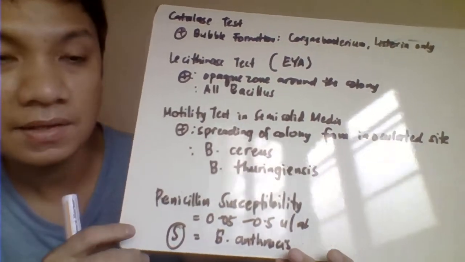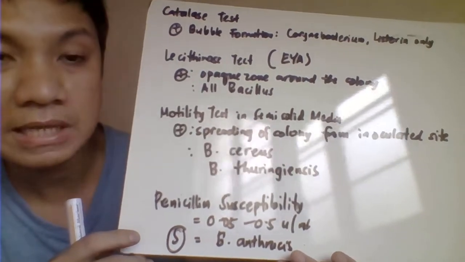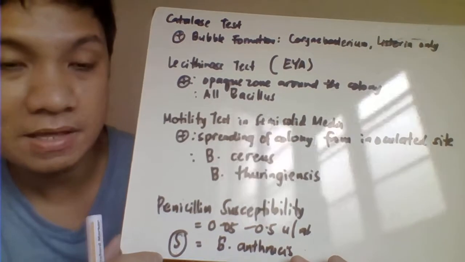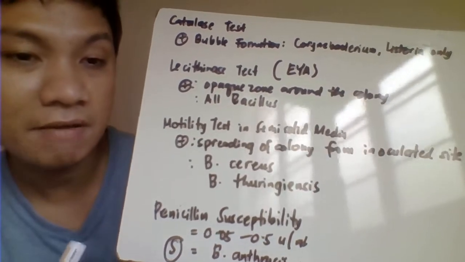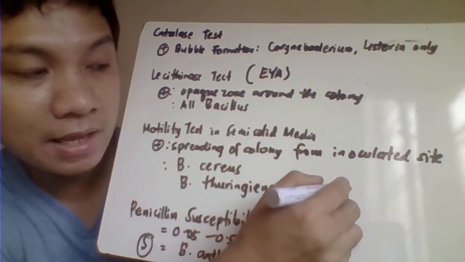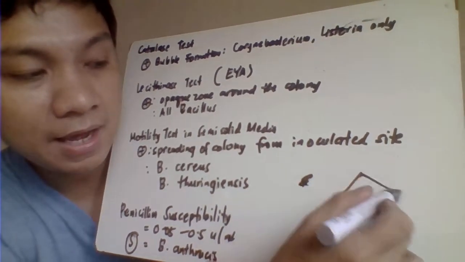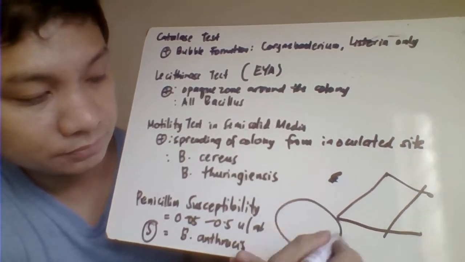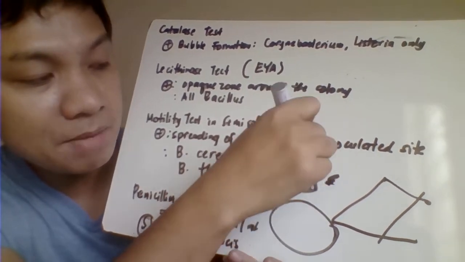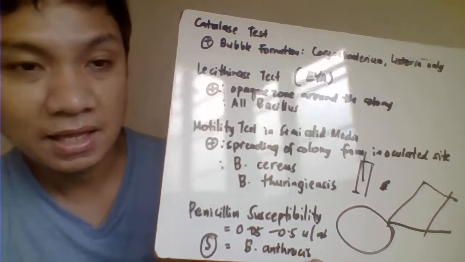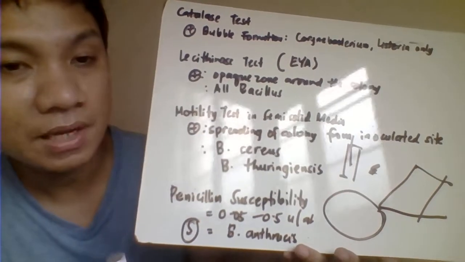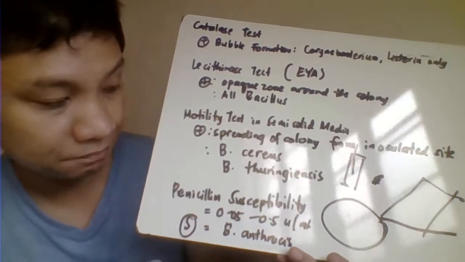Then the motility test in a semi-solid culture medium. This will be identified by the spreading of the colony from the area where you inoculated. If growth stays only where you inoculated, like for example in a tube, it is negative. If it has moved to another area, then you are positive for motility. So the motile ones are cereus and thuringiensis, based on your table.